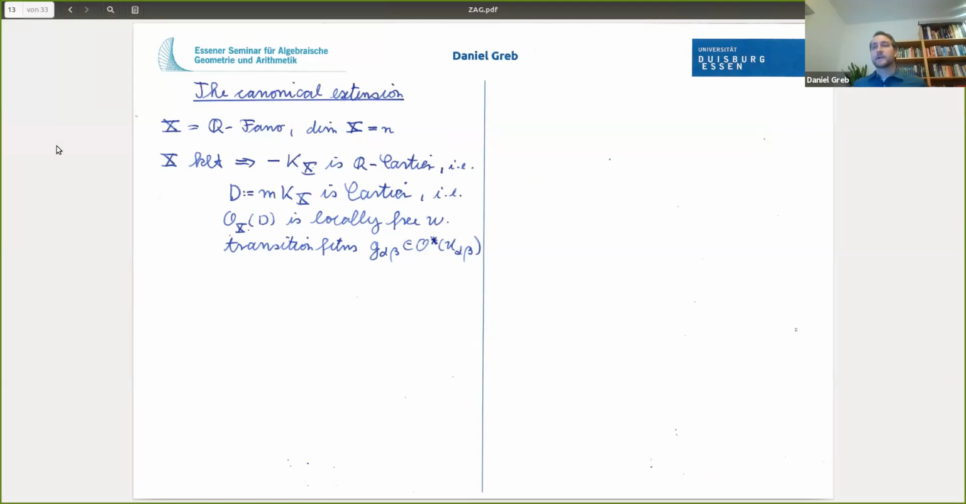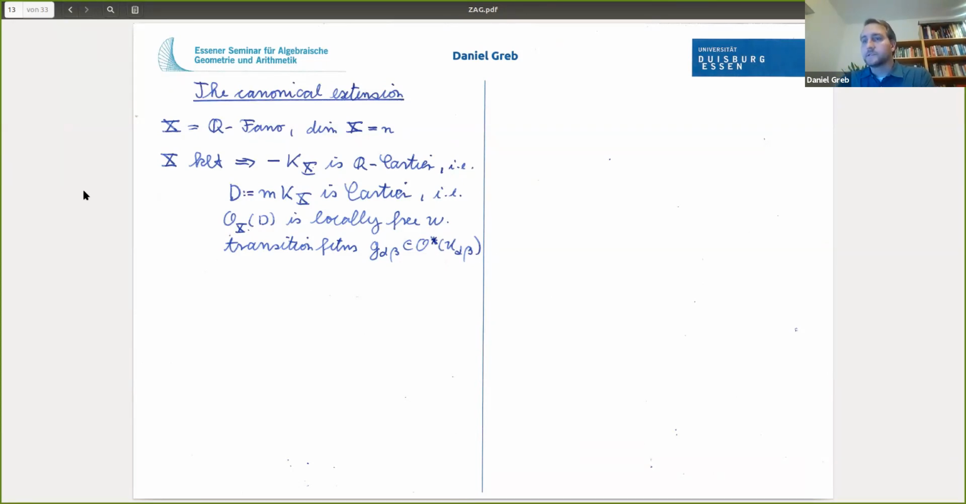So again, the setup is X is a Q-Fano, the dimension of X is n. So as I said, X KLT in particular implies that KX or minus KX is a Q-Cartier divisor. So this means that some multiple is Cartier. Okay, I'm missing a minus here. So D should be minus m times KX. So some multiple of it is a Cartier divisor. And so this means that O_X(D) is locally free with some transition functions.